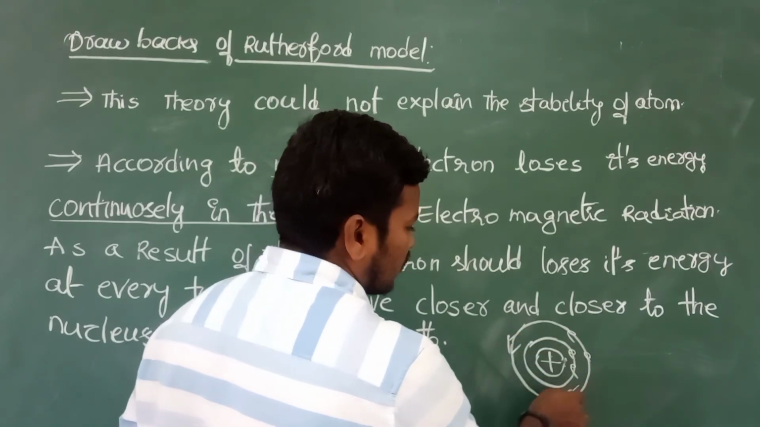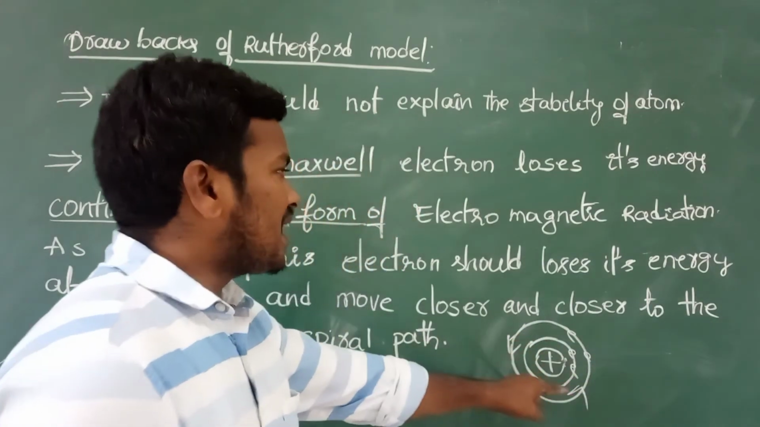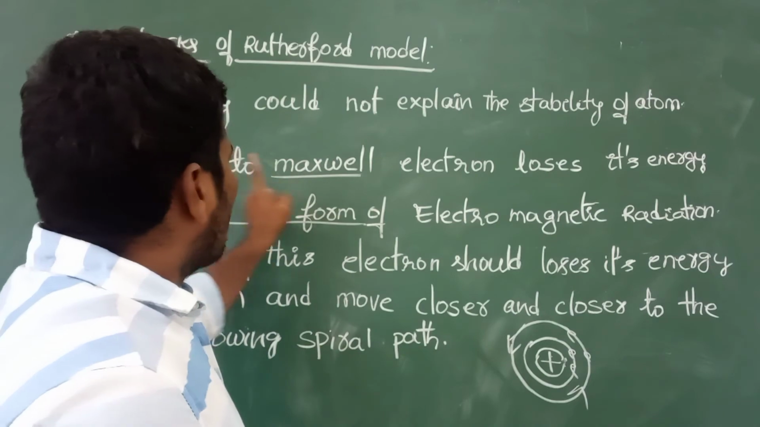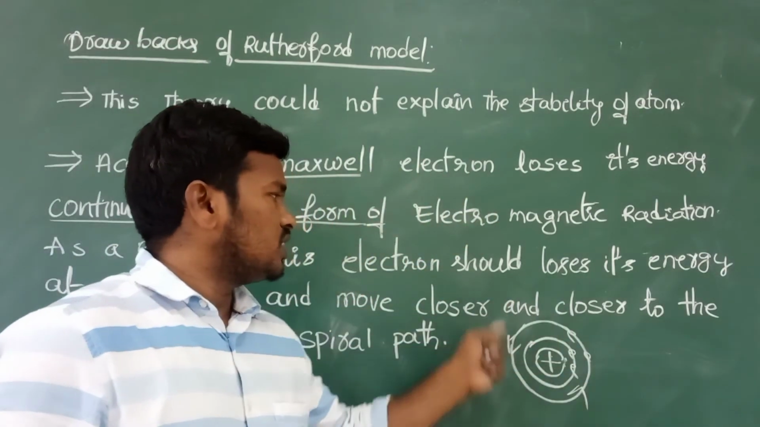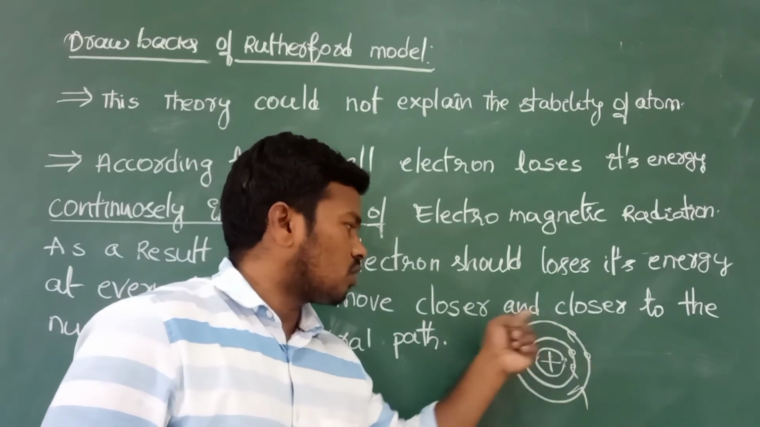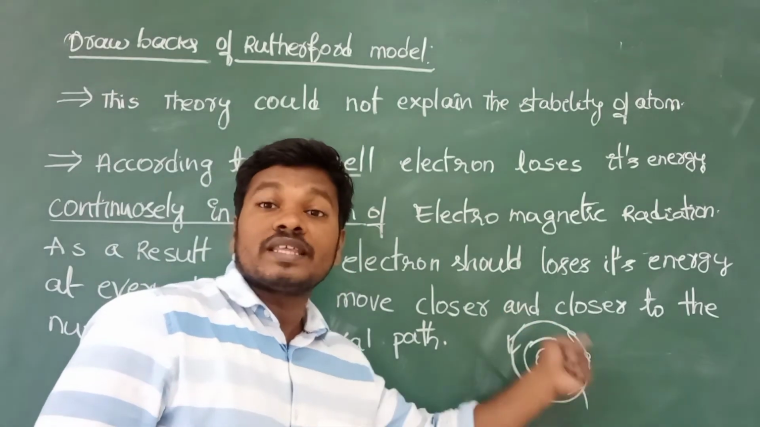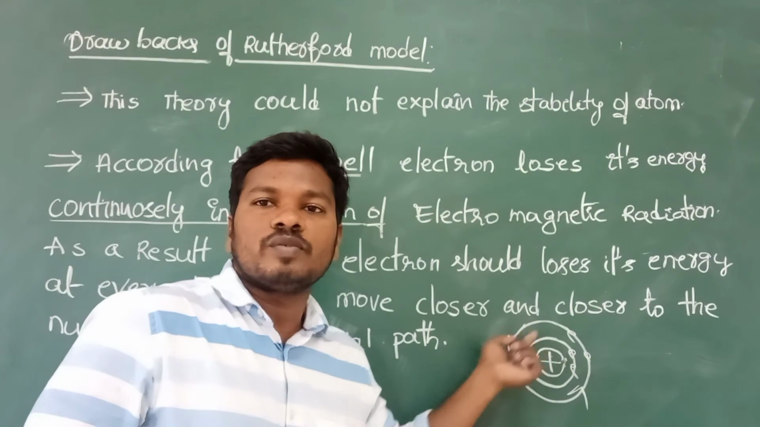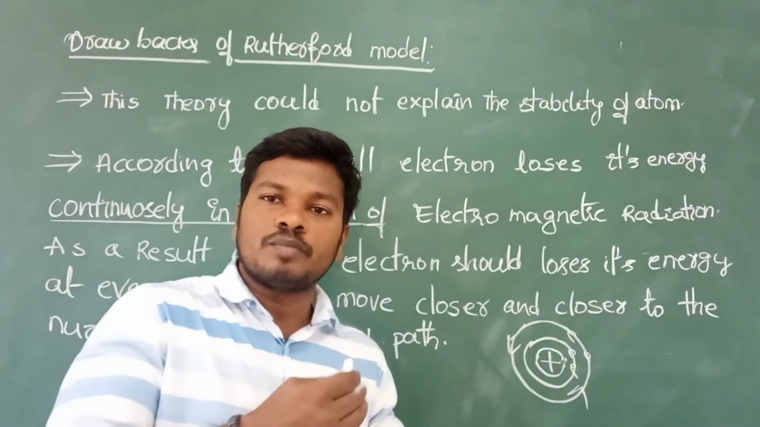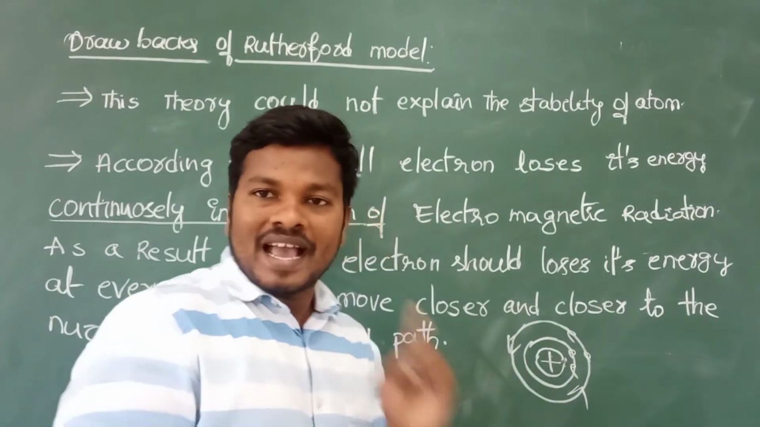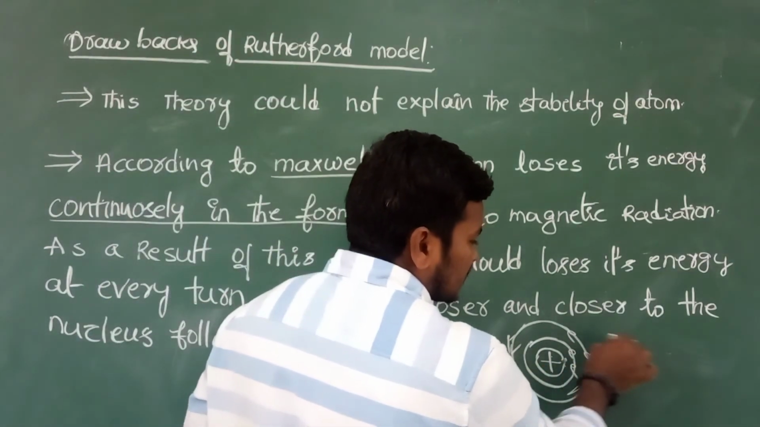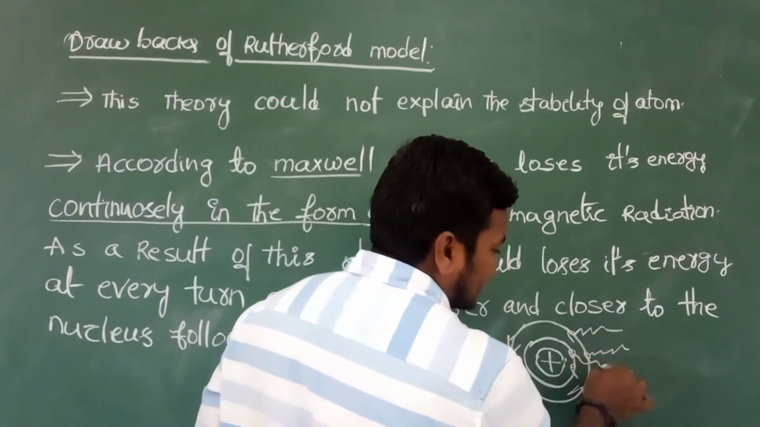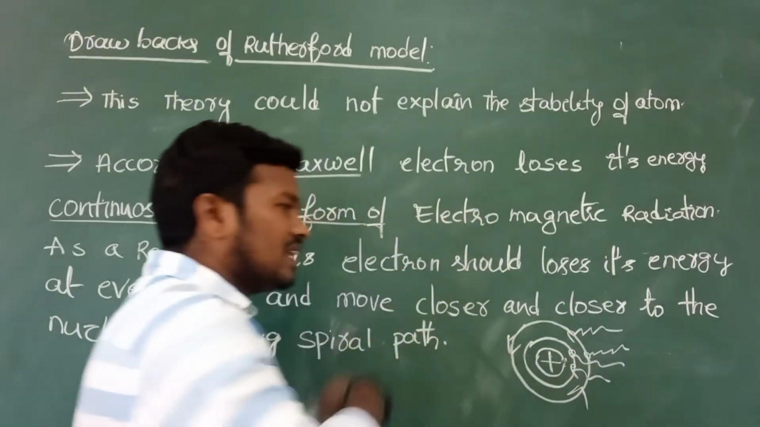According to Maxwell, the electron loses its energy continuously in the form of electromagnetic radiation. Electrons are continuously moving with a high speed. Any body moving with a high speed definitely loses its energy after some time. So, according to Maxwell's theory, the electron should lose its energy in the form of electromagnetic radiation. So what will happen?